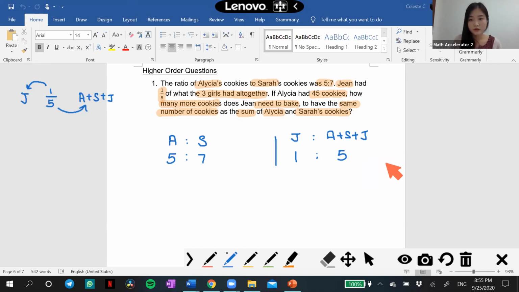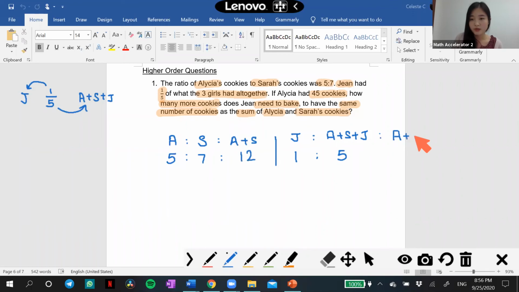Right. Is there anything that I can make equivalent at the moment? Shanice: A plus S equals 4. Okay, great. How do you find that out? Right, over here we have A plus S. What is the total? 7 plus 5? 12. Okay, good. How about over here?